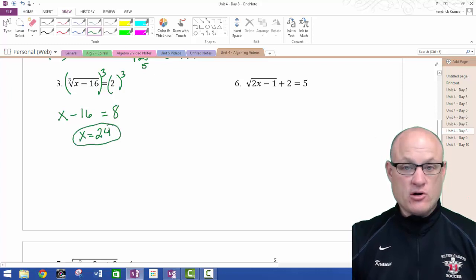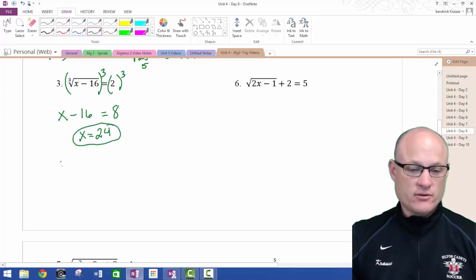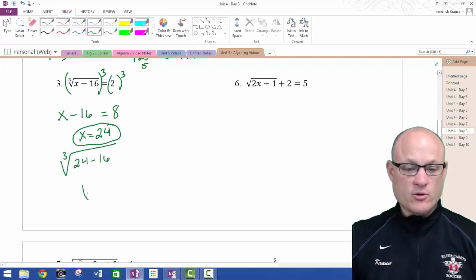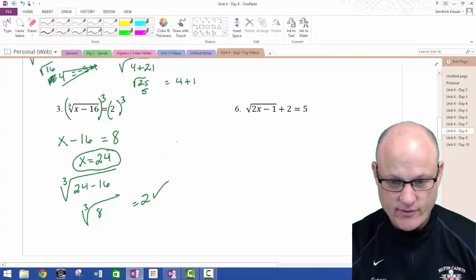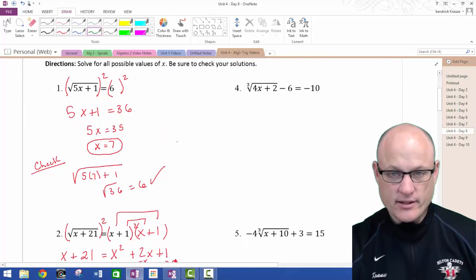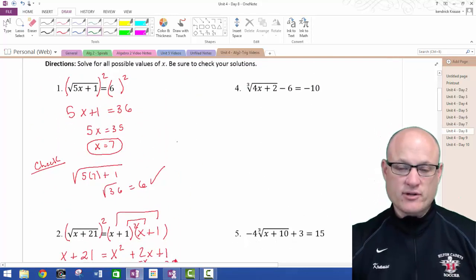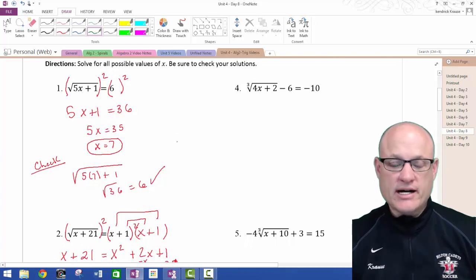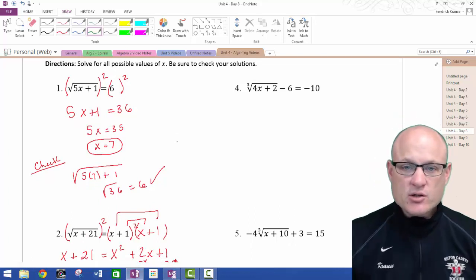I'm checking all of these. Check all of these. The cube root of 24 minus 16. Well, 24 minus 16 is 8. The cube root of 8 is 2. Cha-ching! Checks.